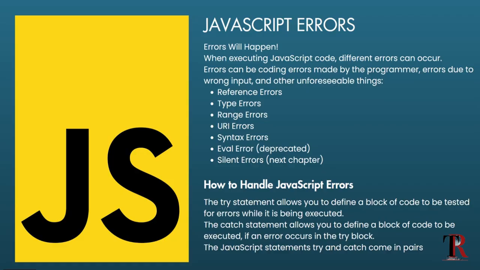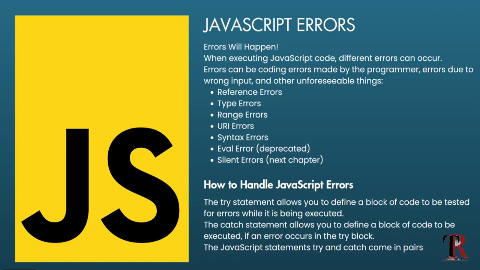Now, a reference error occurs if you use a variable that does not exist. So, for example, let's say you are calling an output on a variable that does not exist. That type of error is called a reference error because what you are trying to output does not exist in your system. JavaScript sees it as non-existent, and so it will give a reference error.